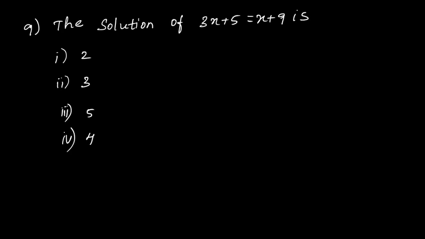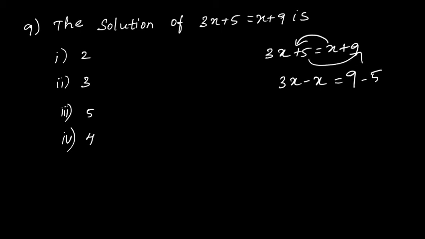9th, the solution of 3x plus 5 is equal to x plus 9. So from this you need the value of x. So 3x plus 5 is equal to x plus 9. Write x terms together and the numericals together. So 3x, take x to your LHS, minus x is equal to 9, take 5 to your RHS, 9 minus 5. So 2x is equal to 4. So from this you will get x value is equal to 4 by 2. So that is 2. The correct answer is the first option.